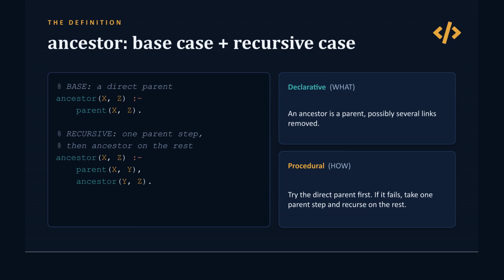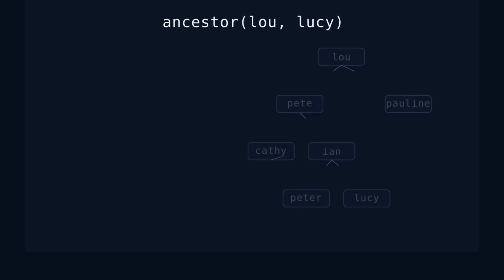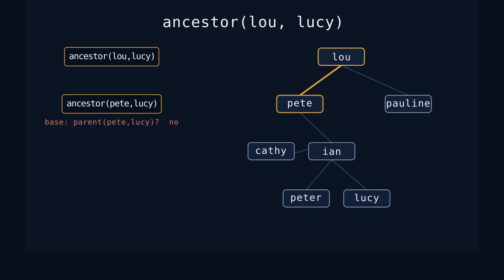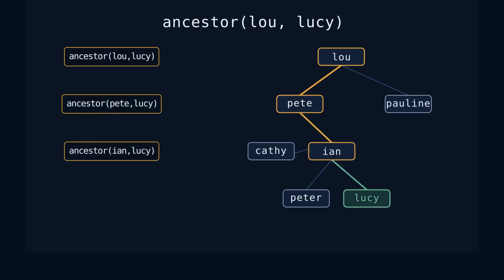Read procedurally, to prove ancestor Prolog first tries the direct parent, if that fails it takes one parent step and recurses on the rest. Watch how Prolog proves ancestor of Lou and Lucy. It tries the base clause first, is Lou a direct parent of Lucy? There is no such fact, so it moves to the recursive clause.